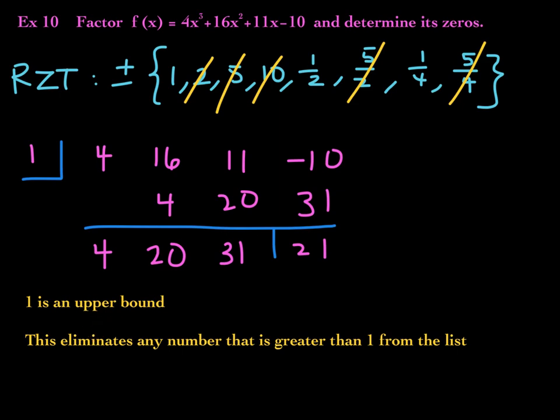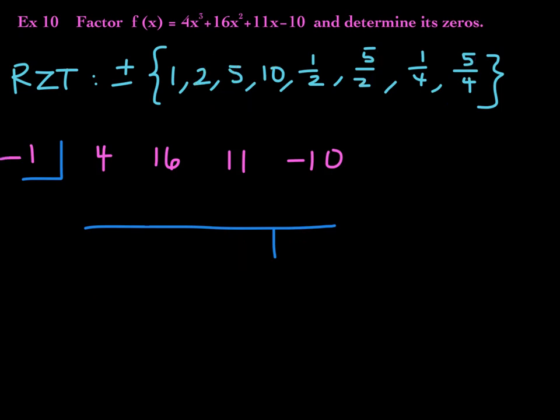All right, so maybe what we should try is negative 1. So we'll try negative 1 here. All right, so what I see is that negative 1 is not a zero. Also, negative 1 is not a lower bound because these would have to alternate in sign, and they don't. It needs to go positive, negative, positive, negative, and that pattern doesn't happen here. So nothing really interesting here other than negative 1 doesn't work.